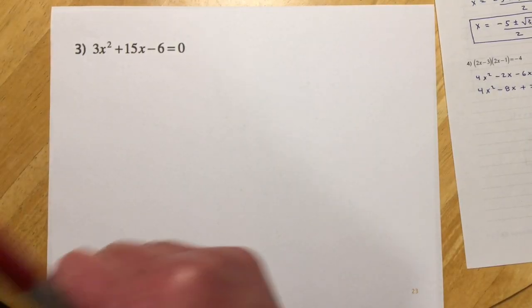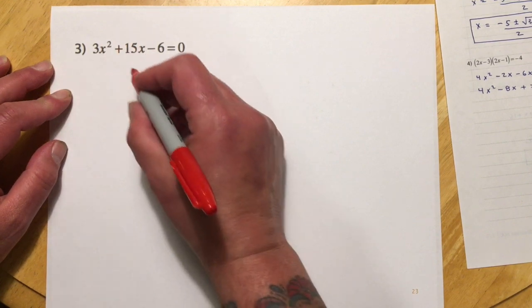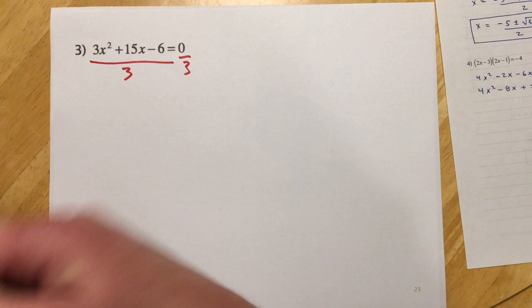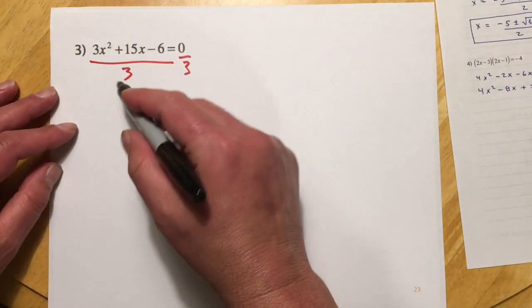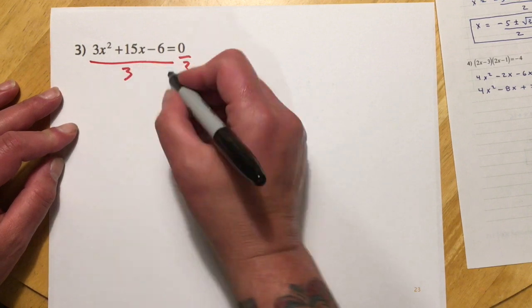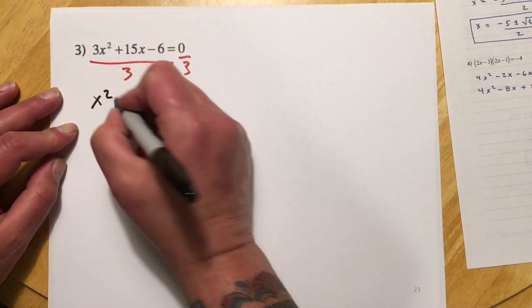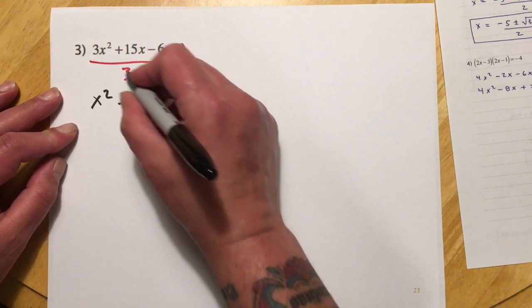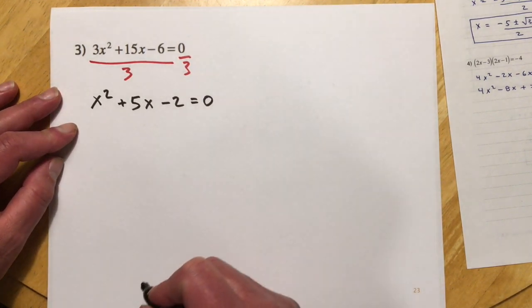Okay, so number 3 is a little different in that it has a GCF. I could factor the 3 out front, but since I have an equal sign, I can also just divide the 3 out. I couldn't do that if it was an x I'd have to keep, but just a constant like that I can divide through. So 3 goes into 3 once, so that's going to be a plain x squared. 3 into 15 would be 5x, and 3 into 6 would go minus 2 equals 0.